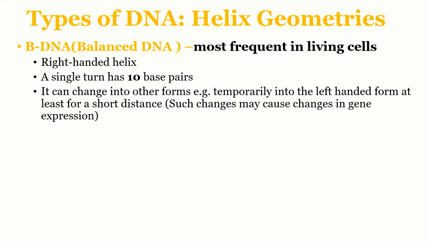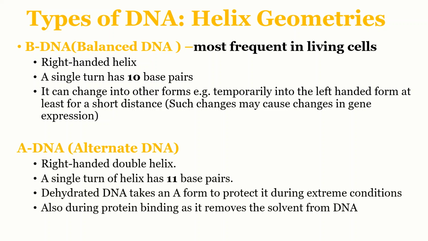The other form is called A DNA. It's also right-handed. A single turn has 11 base pairs. It is the most common when DNA is dehydrated and also when there is protein binding.